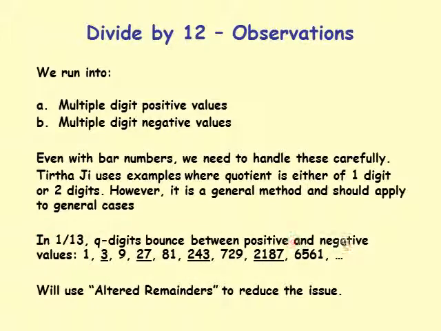Let's continue here. I would look at one of the examples, computing 1 divided by 13 and decimalizing that. The digits in the quotient values and also in the adjustment values bounce between 1, negative 3, 9, 27, negative 81, etc. We will use altered remainders to reduce this issue. We would mitigate this issue by using altered remainders. Let's continue and see what altered remainders are.